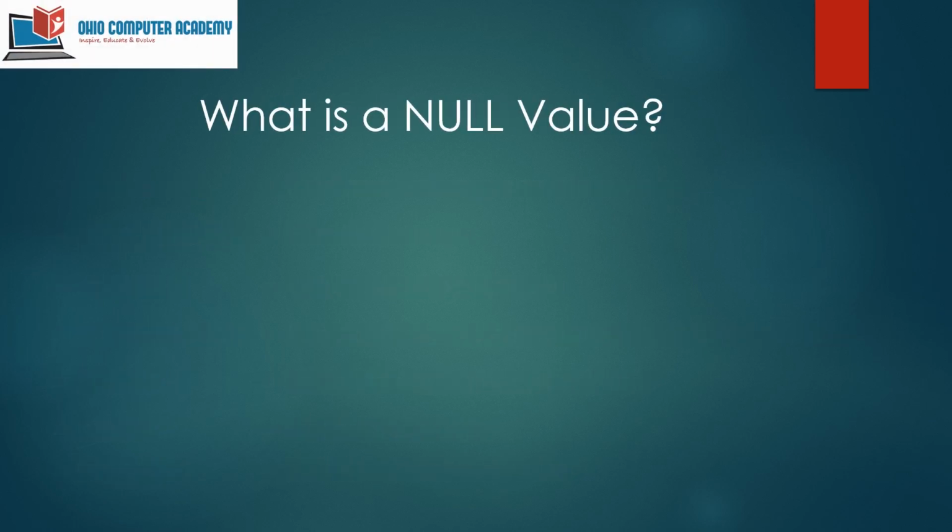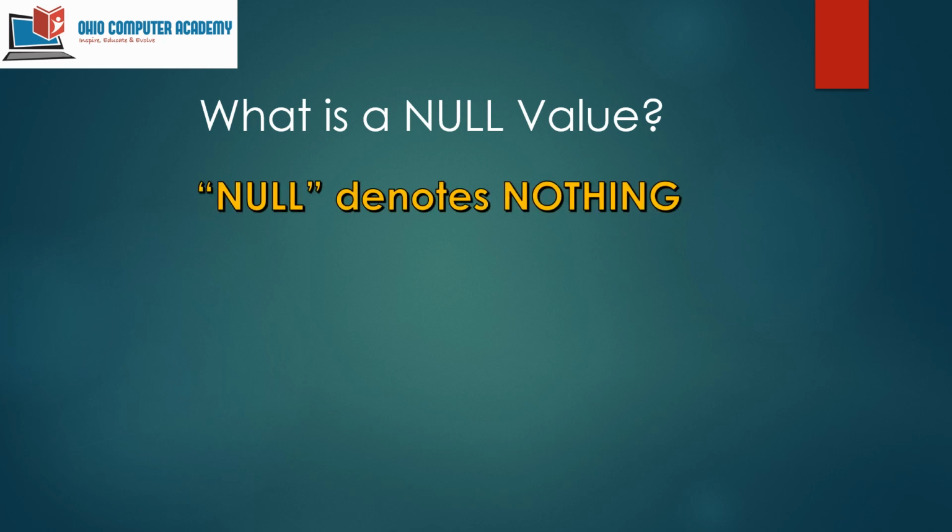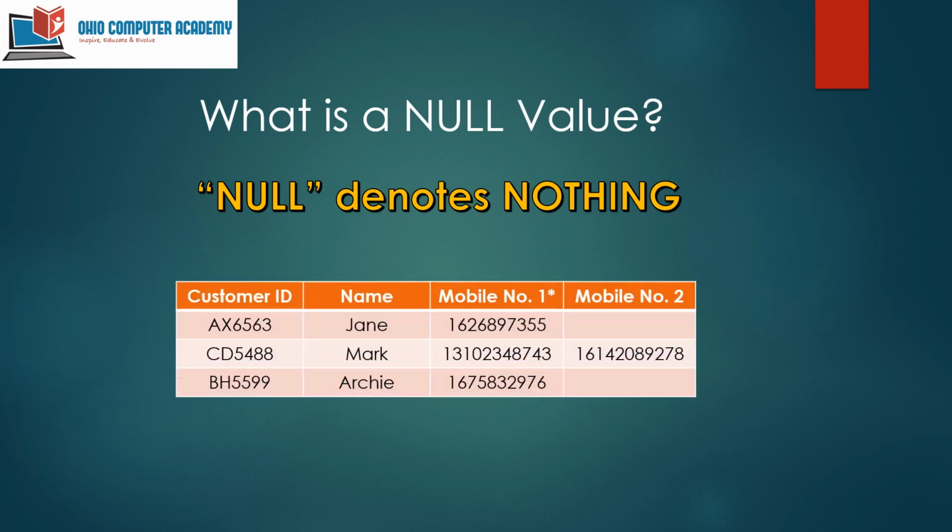Null values get special attention in all database systems. A field with a null value is a field with no or missing value. It is basically nothing, not even a space or an empty string. It is very important to understand that a null value is different than a zero or spaces. Let's quickly look at this small example, which is a customer details table. Mobile number 1 is mandatory, while the second number is optional, thereby allowing no value to be entered.